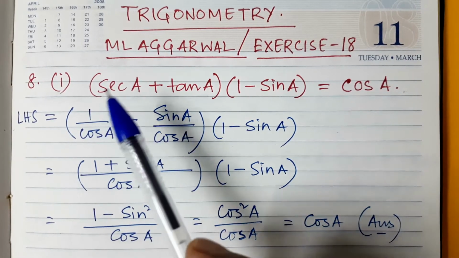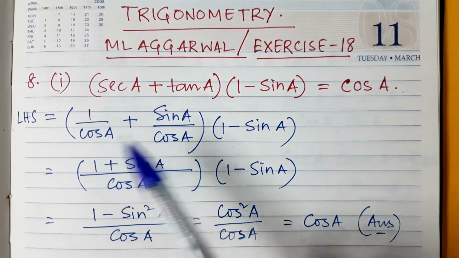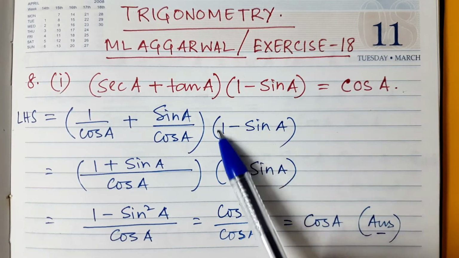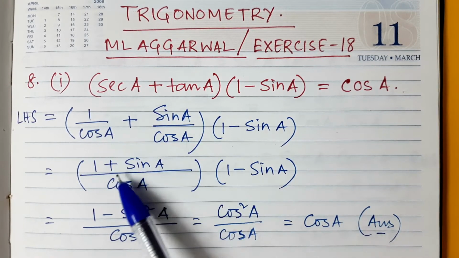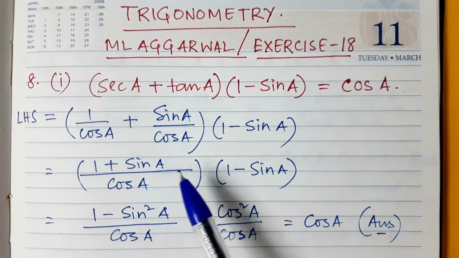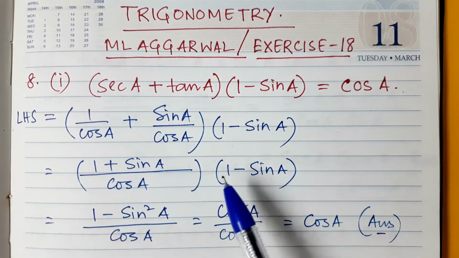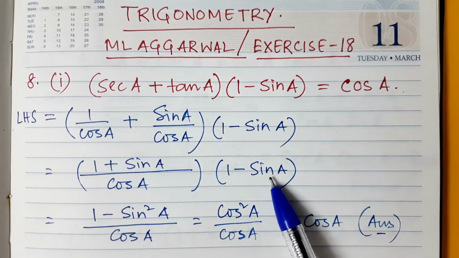So writing sec in terms of cos, which is 1 by cos a, and tan is sine by cos, and this term I am just keeping as it is. So this is the LCM. LCM is cos a and the numerator will be 1 plus sine a. Now see, 1 plus sine a and 1 minus sine a, it is a plus b and a minus b. A is 1 and b is sine a. So it is the formula of a square minus b square.